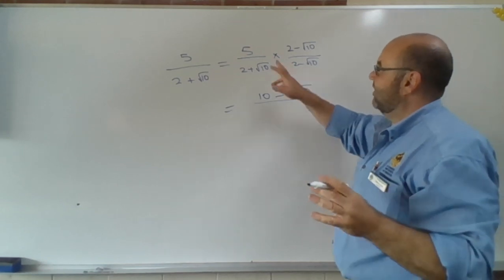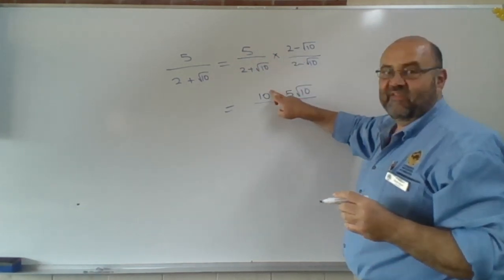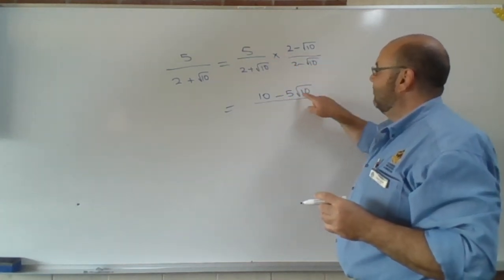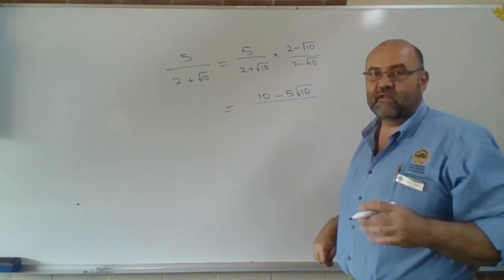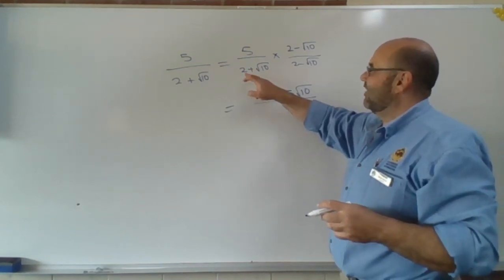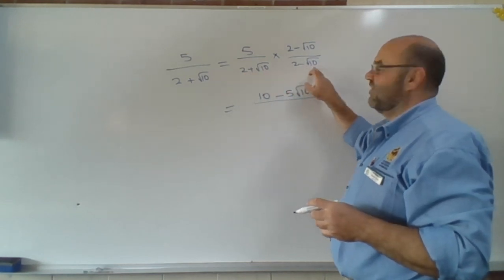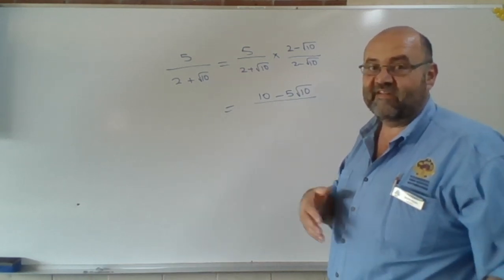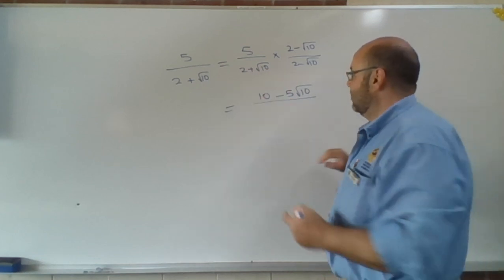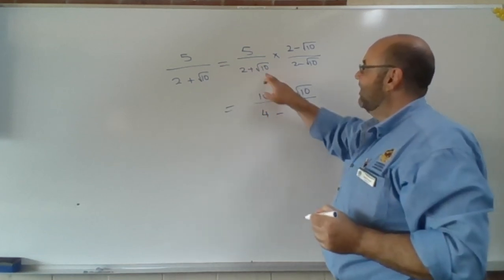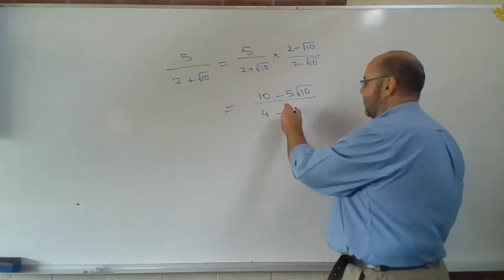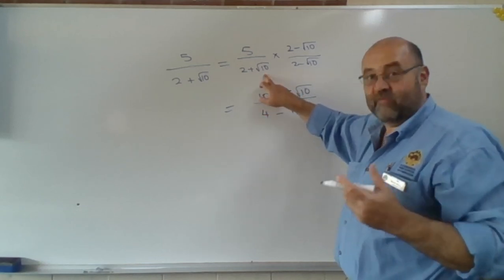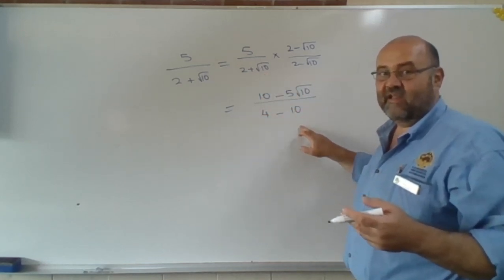Okay, so again, I'll explain that again slowly. 5 times 2 gives me the 10, and 5 times negative root 10 gives me the negative 5 root 10. Okay, on the bottom, look at this. I've got my this plus that, this minus that. I've got that a plus b, a minus b thing going on. It's going to be a difference of two squares. It's going to be this thing squared, which is 4, minus that thing squared, which is 10. Okay, so 2 squared is 4, root 10 squared, root 10 times root 10 is just 10.